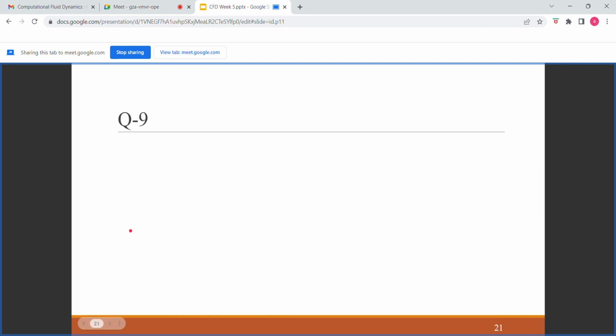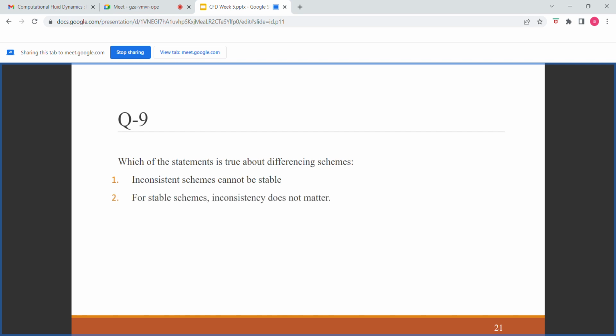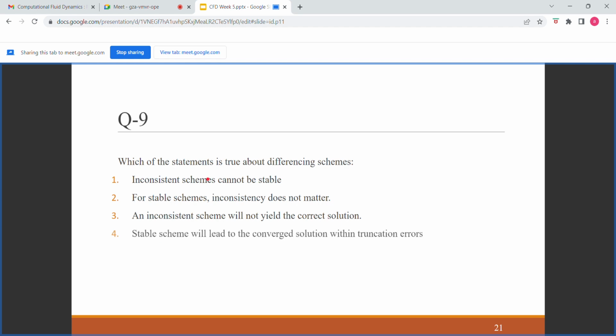In question 9, which of the following statements is true about differencing schemes? Inconsistent schemes cannot be stable. For stable schemes, inconsistency does not matter. An inconsistent scheme will not yield the correct solution. Stable scheme will lead to the converged solution within truncation errors. So it is asked which of the following statements is true about the differencing scheme.